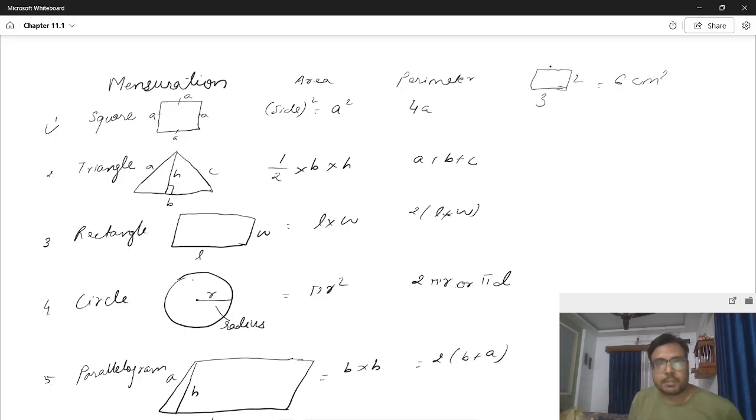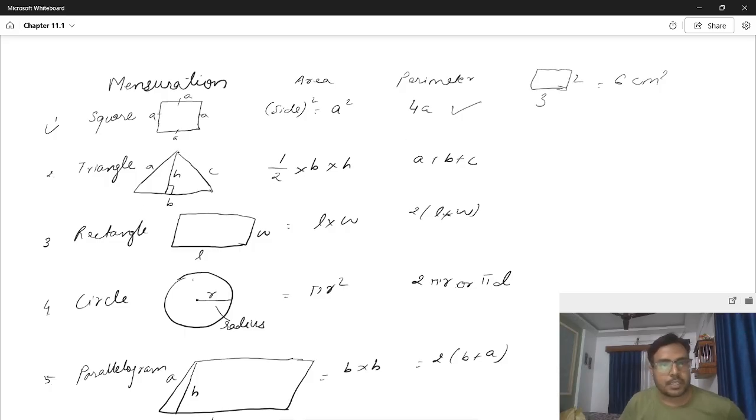And what is perimeter? Perimeter is the total boundary length traveled. If you start traveling from this point, to this point, to this point, to this point, how much length is traveled is called the perimeter. For a square you travel 4 times a, so it is 4a. So just remember the concept of area and the concept of perimeter.